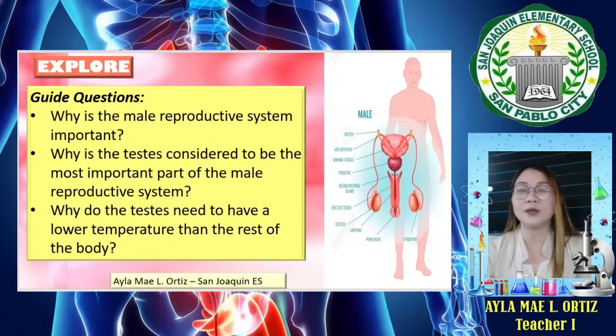And after you are done with that, you need to answer this following guide question. So why is the male reproductive system important? Why is the testis considered to be the most important part of the male reproductive system? Why do the testes need to have a lower temperature than the rest of the body? So, after this, you are done answering the guide question.